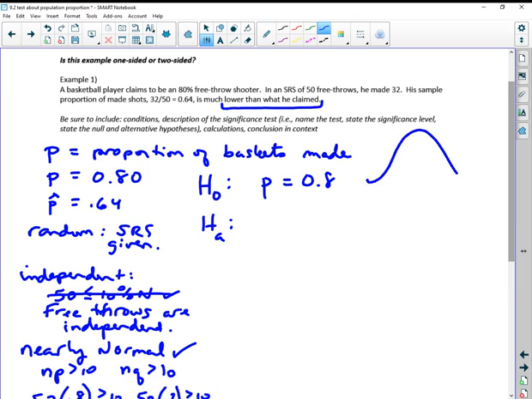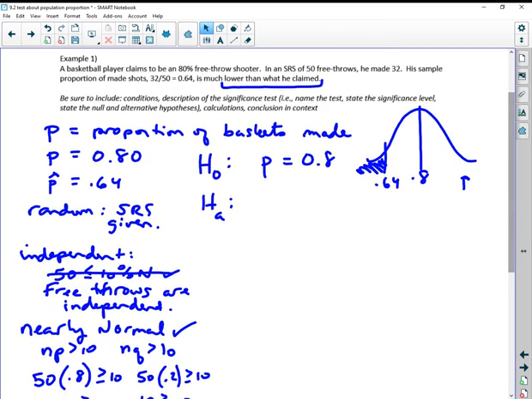If here's my parameter, which would be the middle of my normal curve, he just shot this, and I only care about him being lower. I don't care about this side. If I wanted him to be different, I would look at both sides, but I'm just wondering if he's actually lower. So I'm wondering if he really is below 0.8. See, same value, same P, statement of equality in the null, inequality in the alternative.